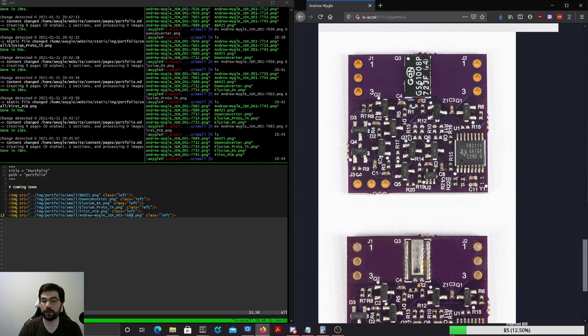eGaN FETs are only NFETs, and oftentimes you need to do high side switching. So the goal of this board is to do that. It's done with entirely discrete components.